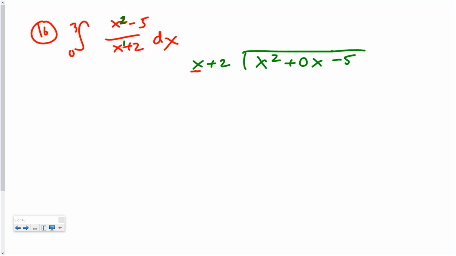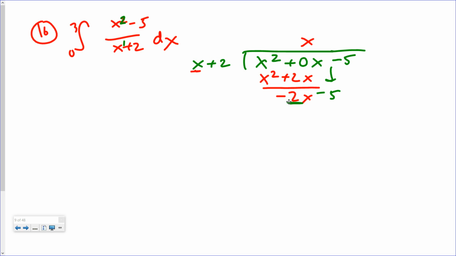All right, x times what gives me x squared? X. Okay, so I'm going to put an x there. X times x plus 2 is going to be x squared plus 2x. All right? X squared minus x squared is 0. Everybody good with that? 0 minus 2x is minus 2x. Okay? You're going to carry down the negative 5 and do the same thing.